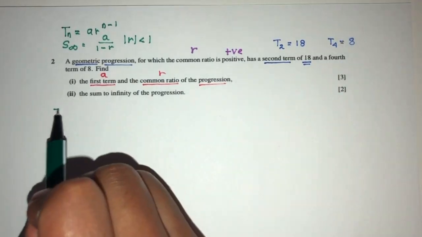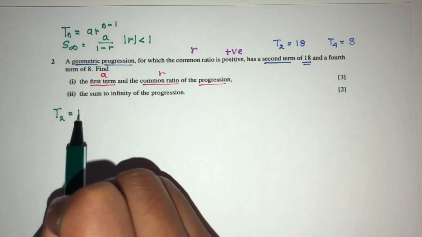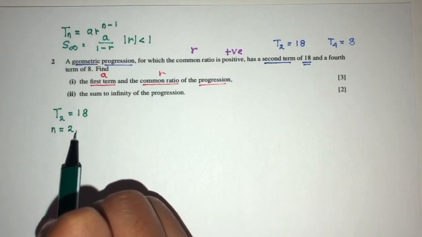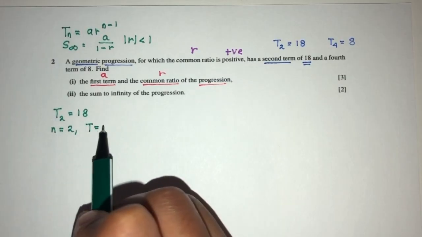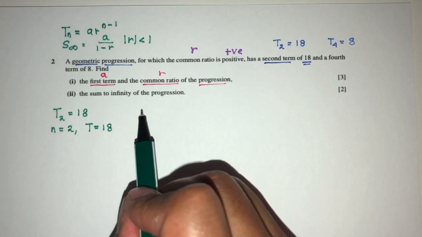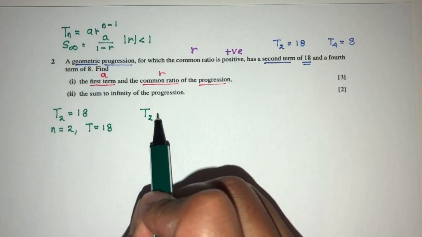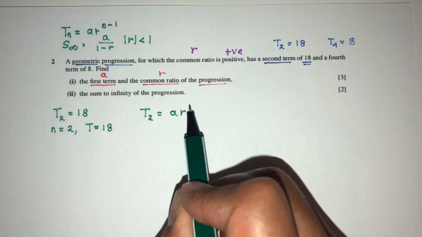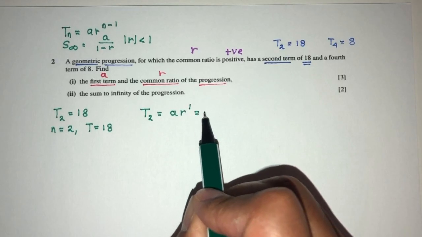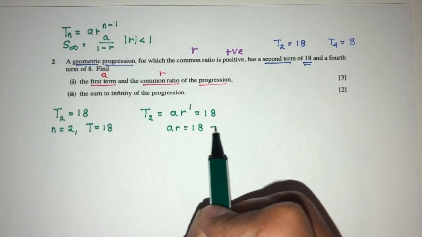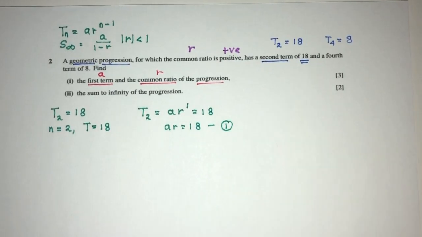First one, term number 2 is 18. So it means that when the value of n is equal to 2, the term is equal to 18. We place back in the first equation. So n is 2 is equal to a, we don't know, r we don't know, n is 2 minus 1 is 1. It is supposed to give you the value of 18. So a times r is 18. That will be my equation number 1.